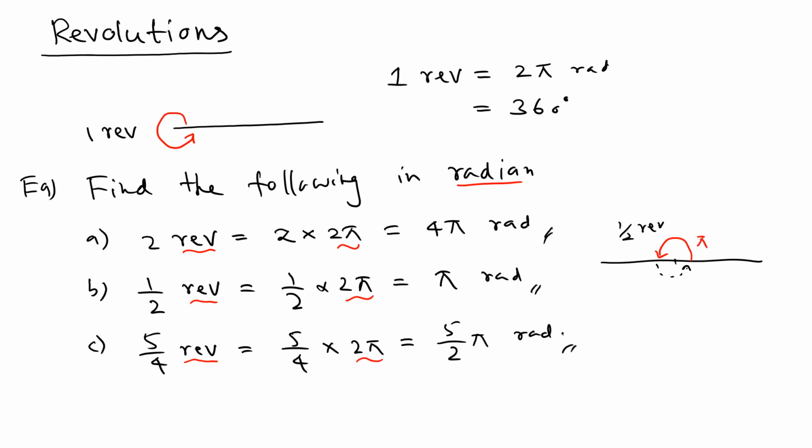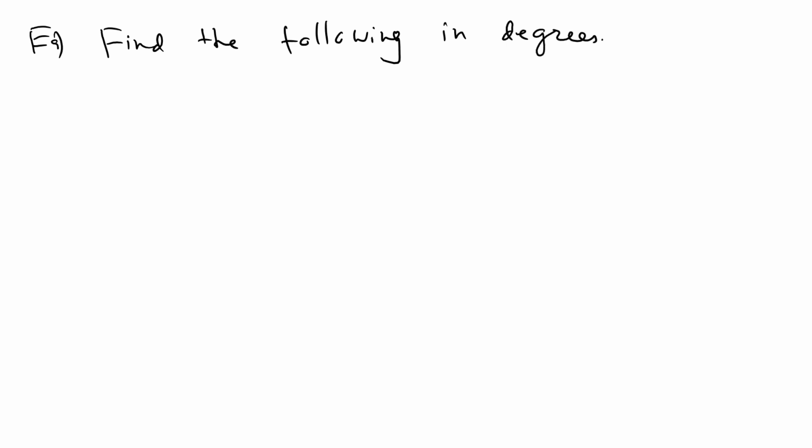So now let's convert revolutions to degrees. The next example: find the following in degrees. So we're going to convert to degrees. Let's look at the first one, 3 revolutions.